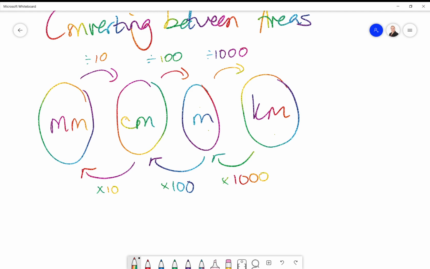Nothing new. What I want to talk about today is areas. Okay, but I need this to be able to then talk about areas. So we're going to start off mainly talking about millimeters and centimeters because they're the easiest thing to imagine.